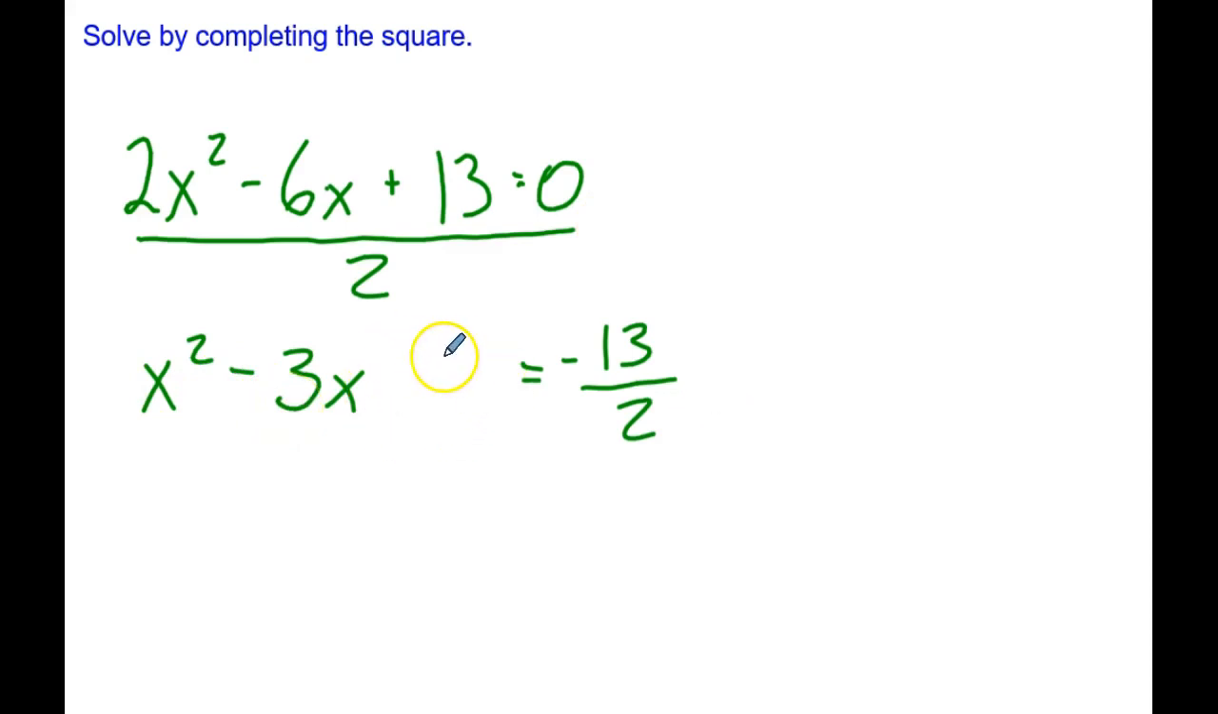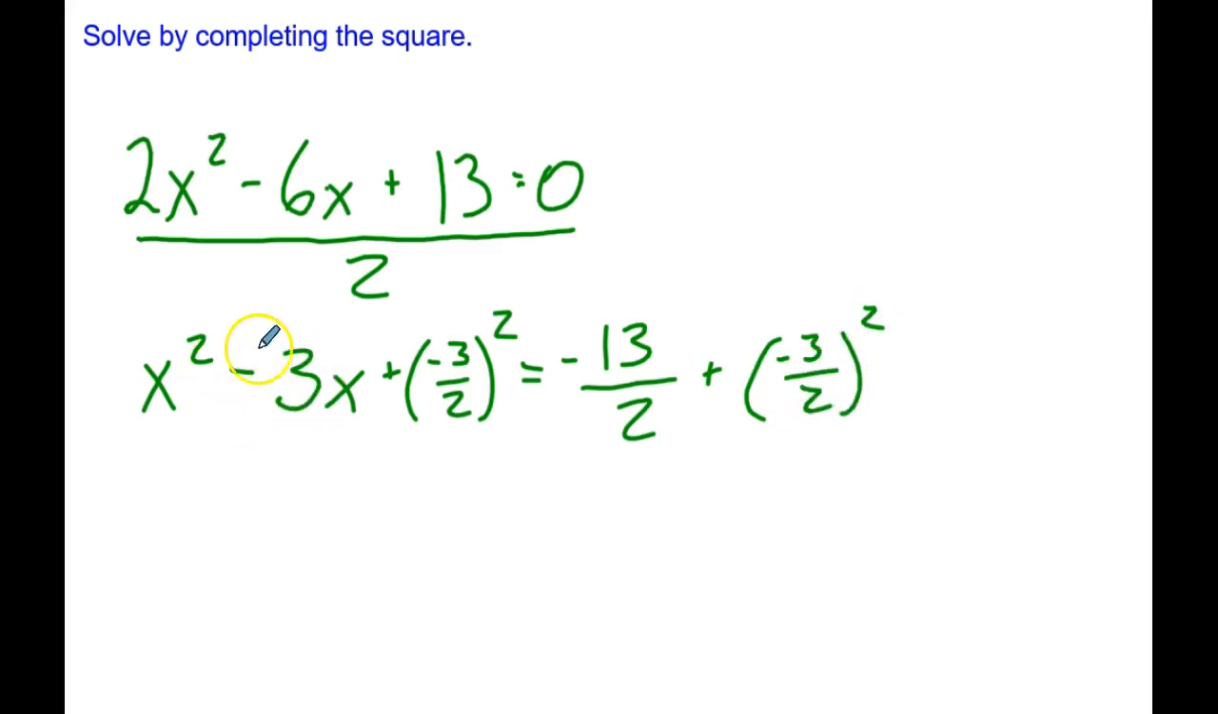I left a space here because when completing the square, now we're going to get some help from T Swift and add a blank space to both sides of the equation. The value we're going to add is going to be our b value, which is the value multiplied in front of x, which is negative 3. Divide that by 2, and then square that quantity. If we add that to the left side, we have to add that same quantity to the right side of the equation to keep it balanced. So when completing the square, the value you add is b over 2, that quantity squared.